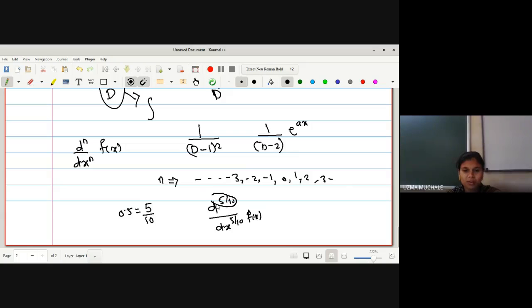But actually, this is the wrong process. What you are saying is taking 1 upon 10 outside, and that works because you can find the derivative directly. So you can do it this way. But suppose I say n is equal to root 3, then how will you find the derivative?